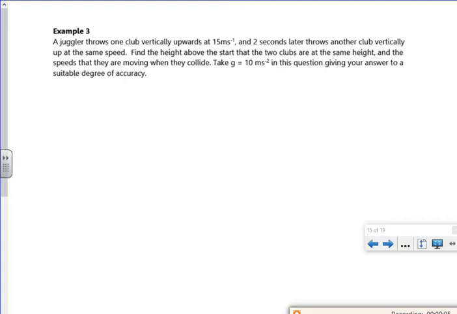So we've got a juggler who throws one club up vertically at 15 metres per second. So the first one goes up, this is club one, and that goes up with 15 metres per second, take up as my positive.